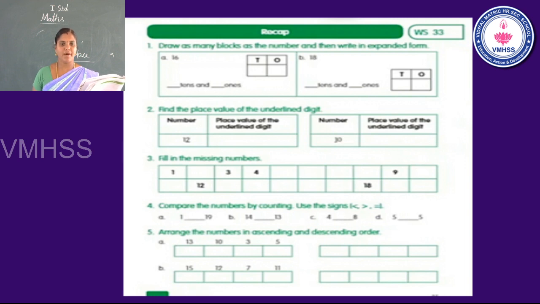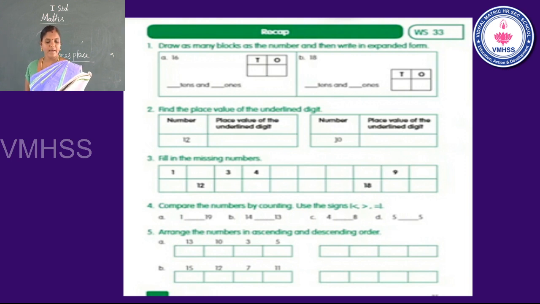What is the missing number? 10. Very good. Next one is 11. Very good. 11, 12. What is the next number? 13. Very good. 14. 15, 16, 17, 18. 18 is already given. What are the missing numbers? 19 and 20.